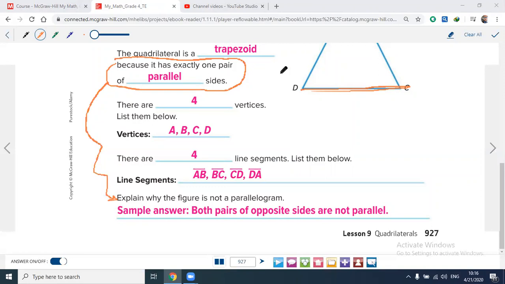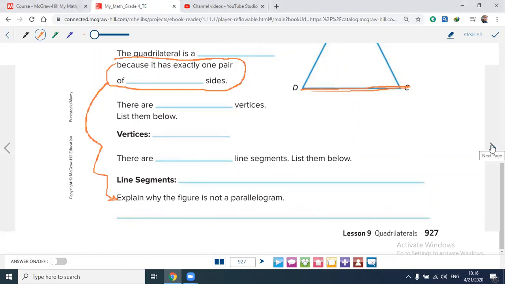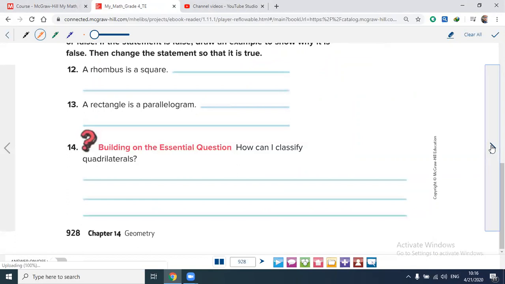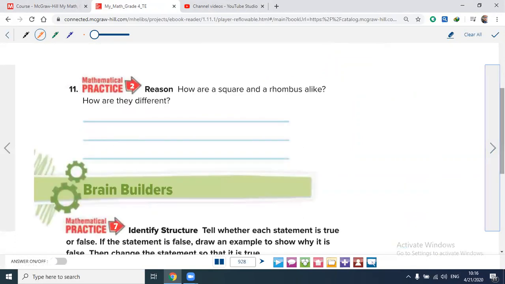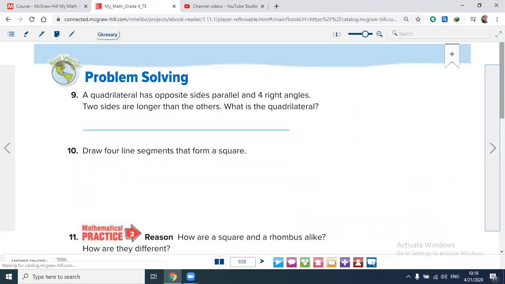Okay. Now, let's go to the next page. Problem solving, page number 928.